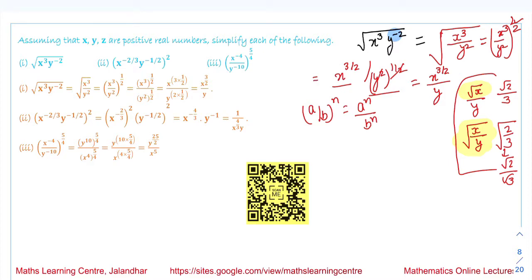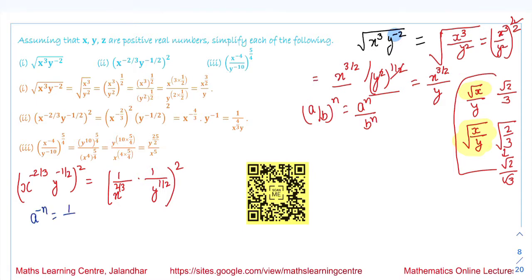In the second part, we have the number (x raised to the power minus 2 by 3, y raised to the power minus 1 by 2) and its whole square. When we remove the negative sign from the power, we get 1 over x raised to the power 2 by 3 into 1 over y raised to the power 1 by 2, and whole square. What property have we used over here? a raised to the power minus n is equal to 1 over a raised to the power n.